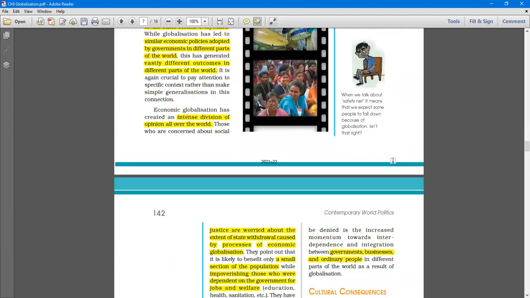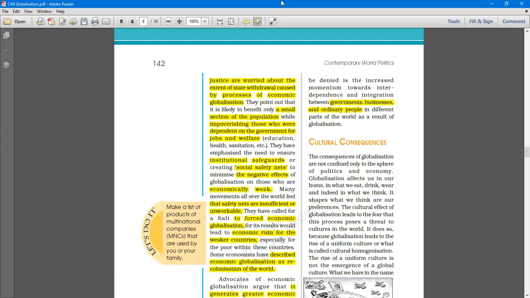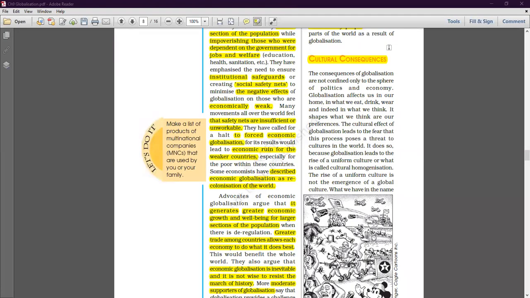Now we're going to discuss the cultural consequences. Now, dear students, we have come to our next topic, and that is cultural consequences. Very interesting topic this is. The consequences of globalization are not confined only to the sphere of politics and economy. Globalization also affects us in our home, in what we eat, what we drink, what we wear, and indeed what we think. This is very interesting, sir.